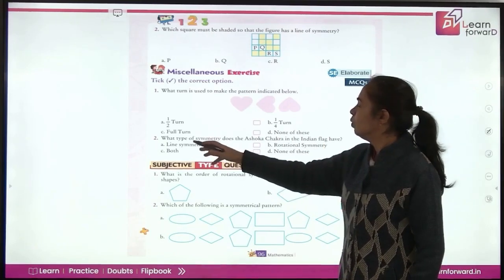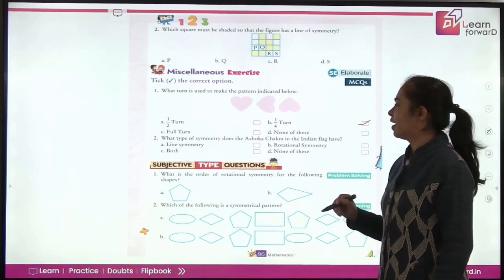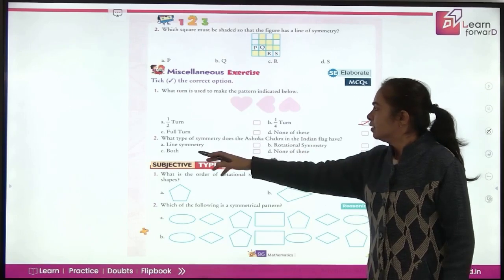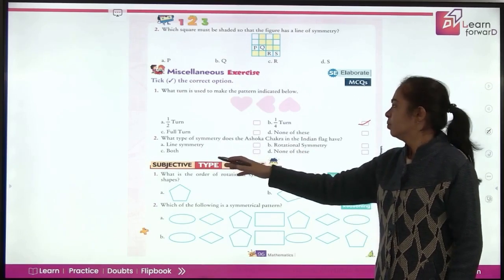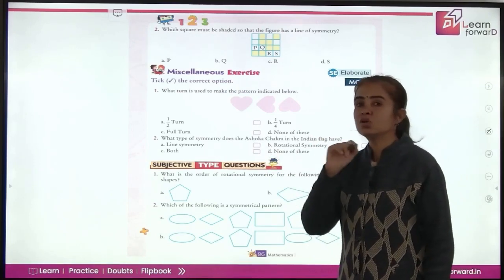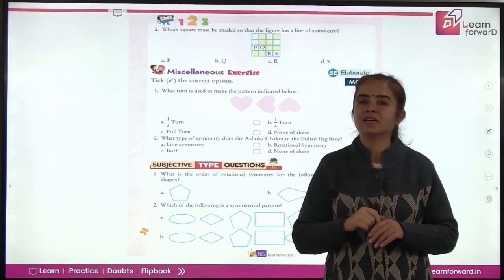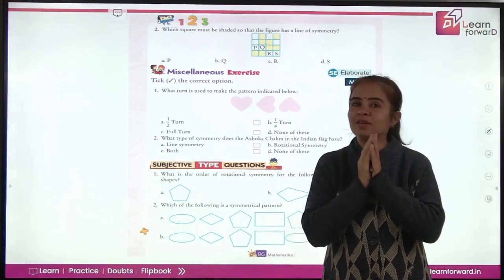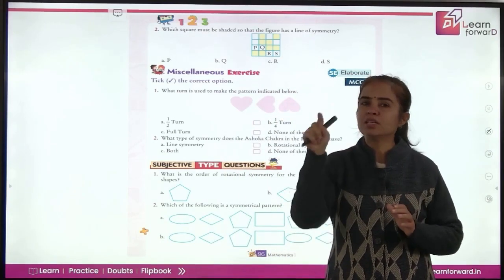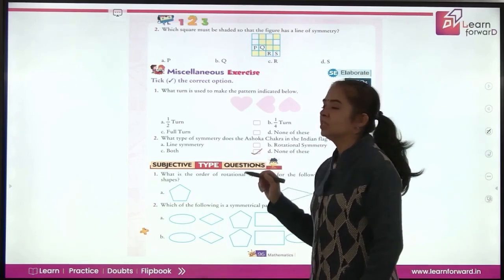Next, what type of symmetry does the Ashoka Chakra in the Indian flag have? Line symmetry or rotational symmetry or both or none of these? We are just talking about Ashoka Chakra only. So what do you think? What type of symmetry does it have? Does it have the line symmetry? Yes. What about the rotational symmetry? Perfect. That also. That means both the symmetries are there.